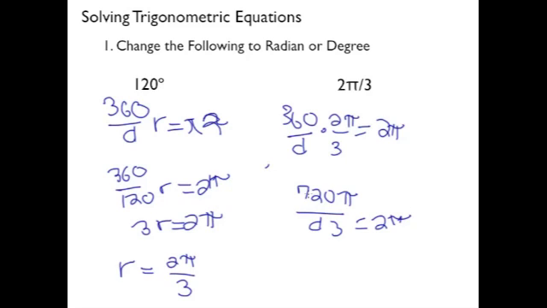So then we would put this below here. So it would be 720 divided by 2 pi, which would be 360, which would equal d3. So 360 divided by 3 is 120. So in degrees, this would be 120 degrees. Yay! Now let's solve some more difficult questions.